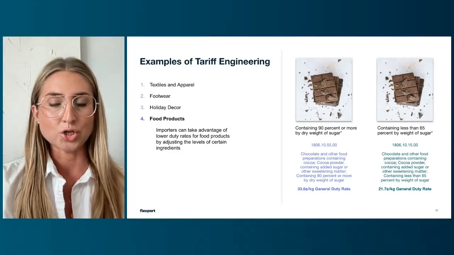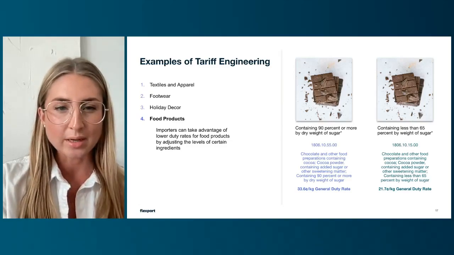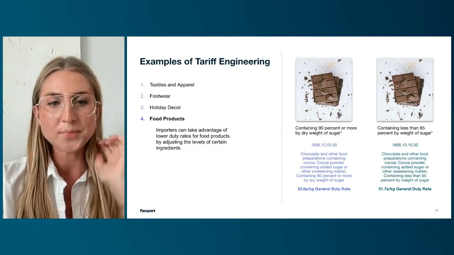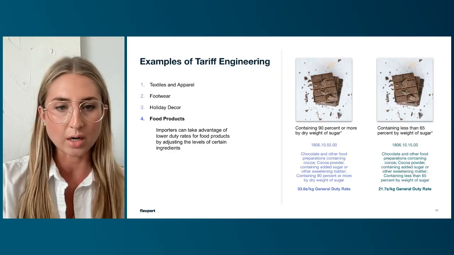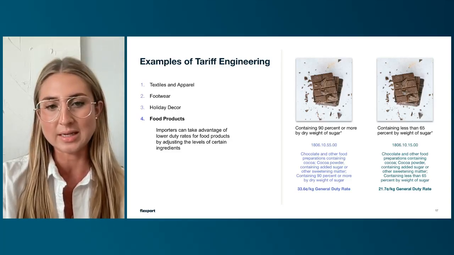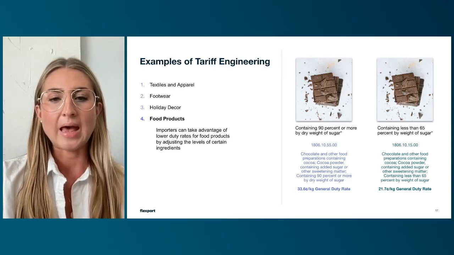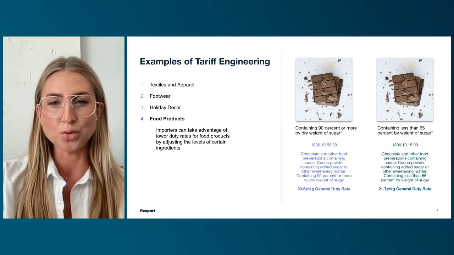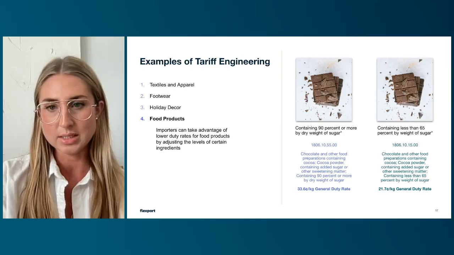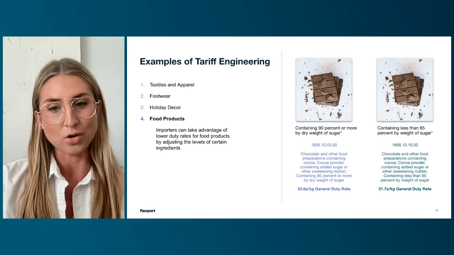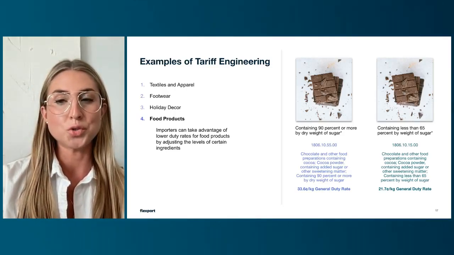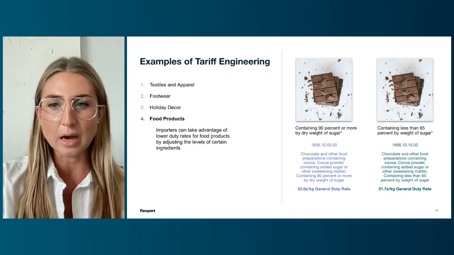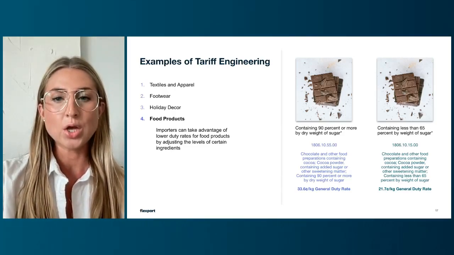On the left, we have a chocolate bar that's made of 90% or more by dry weight of sugar, and that carries a duty rate of 33.6 cents per kilogram. And then on the right, it looks like the sugar has been reduced to less than 65%, and therefore we can also reduce the duty rate to 21.7 cents per kilogram, general duty rate.